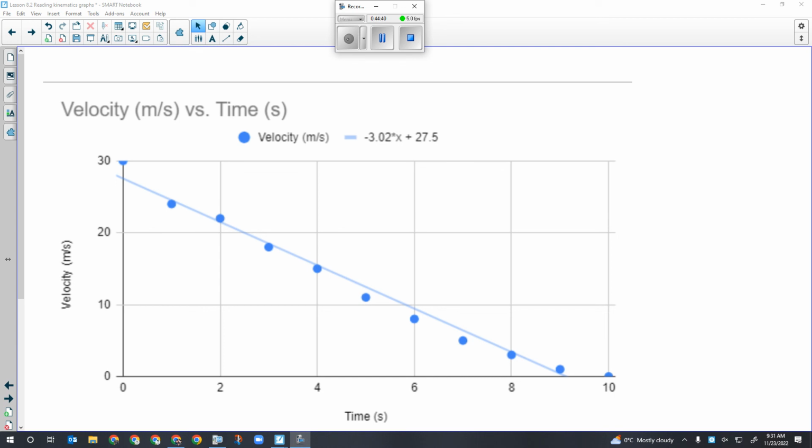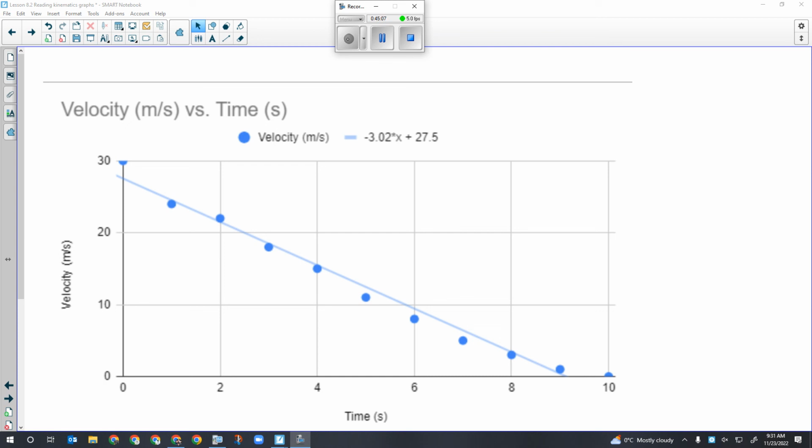Accelerating negatively, absolutely. And we know that because, first off, it shows that the velocity is getting smaller, or more negative. And because our slope is also what? Negative. Negative 3.02 meters per second squared. So we've got a negative slope, which means we have a negative acceleration.